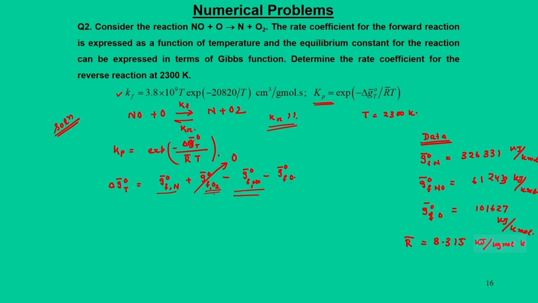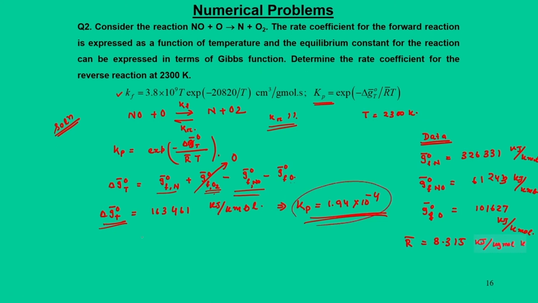Then by inserting this value, we say delta G, Gibbs function change, is 163461 kilojoule per kilomole. So, once you know this, this will give you Kp, by inserting this number, as 1.94 into 10 to the power minus 4, and it is unitless. It is unitless because it is the ratio of partial pressures.